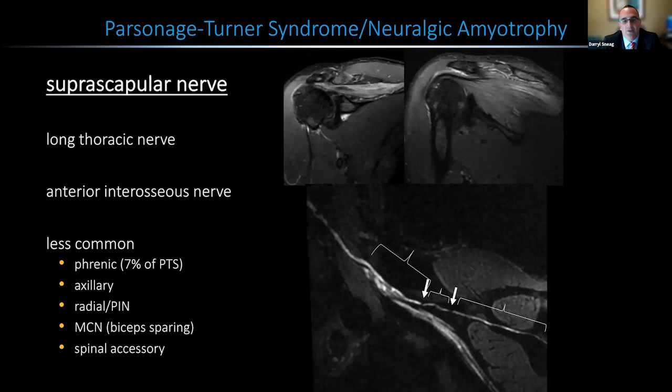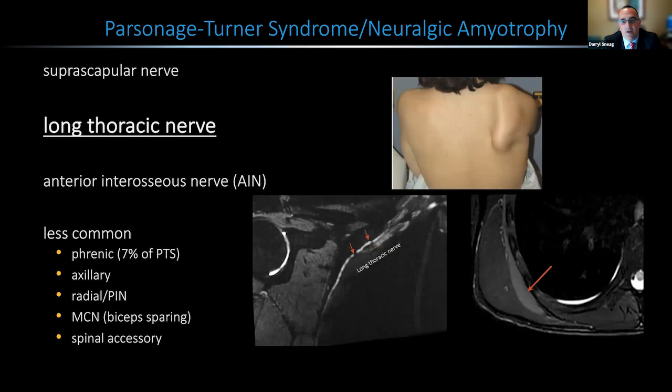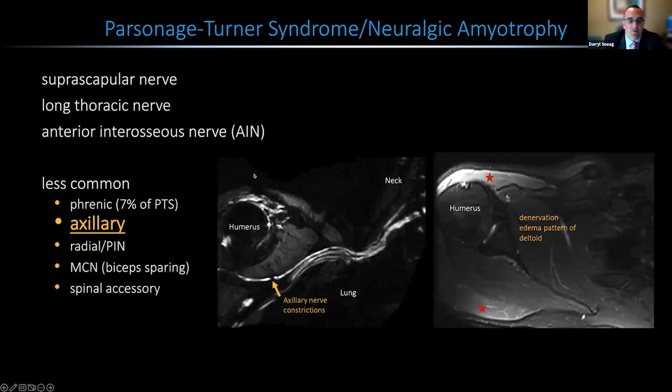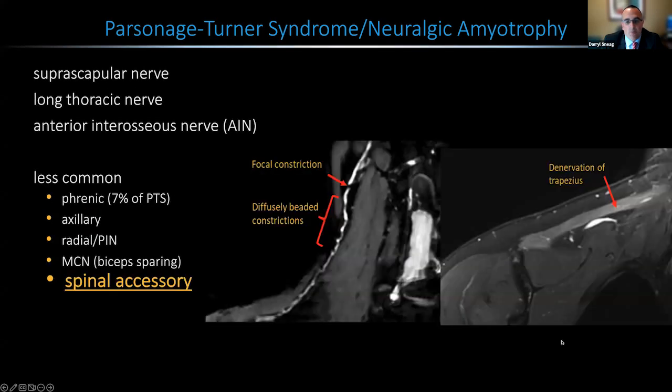Here, the suprascapular nerve. Here, the long thoracic nerve, resulting in medial scapular winging with denervation of the serratus anterior muscle in the bottom right, and constrictions of the long thoracic nerve. The anterior interosseous nerve, which I'll touch on a little bit later. Here's the axillary nerve with denervation of the deltoid. And one other nerve, the spinal accessory nerve with denervation of the trapezius muscle.